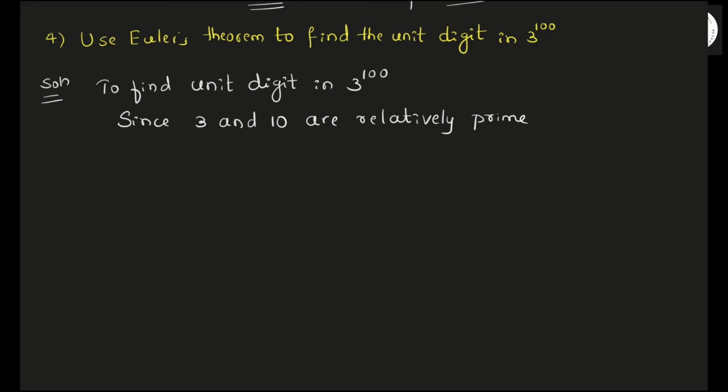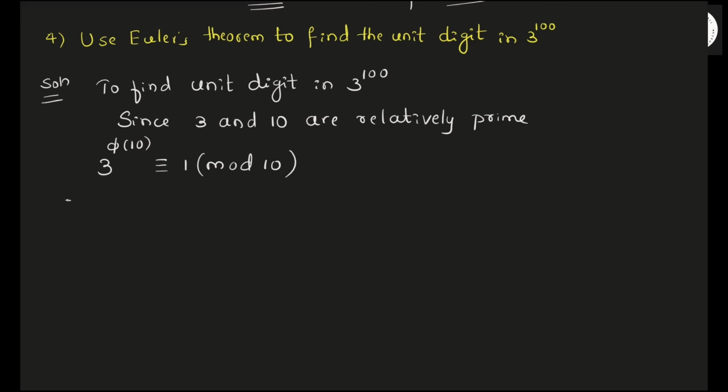To use Euler's theorem, you need a and n. Understood? Here we have the power 100, and 100 can be expressed as a multiple of 10. That's why I am using 10, the number which is prime to 3. So 10 is obviously prime to 3, so these are relatively prime. Then, according to Euler's theorem, 3 raised to phi of n is congruent to 1 mod n. Yes, this is true.